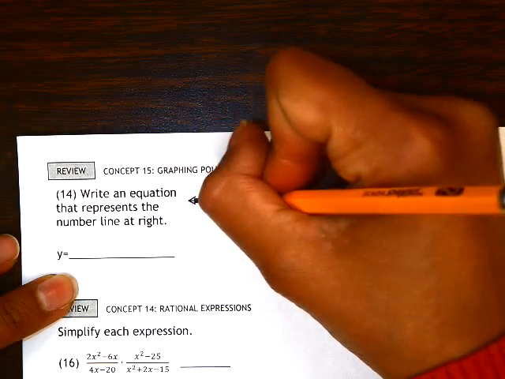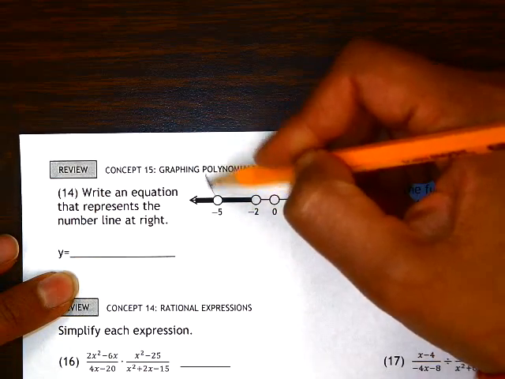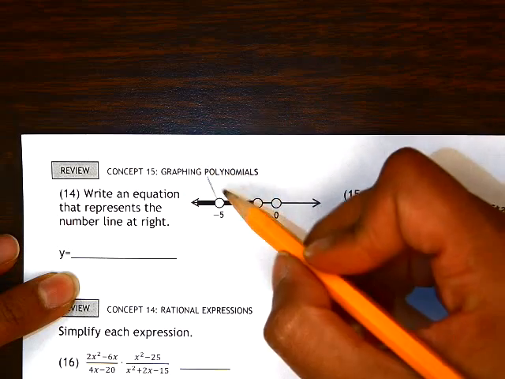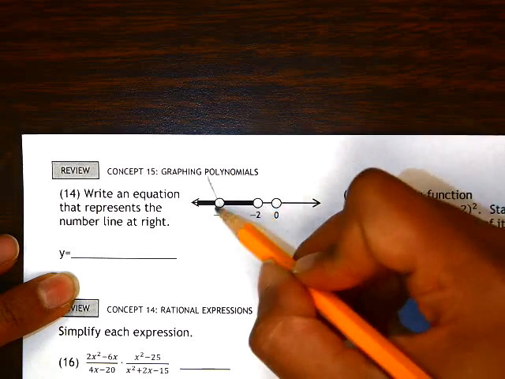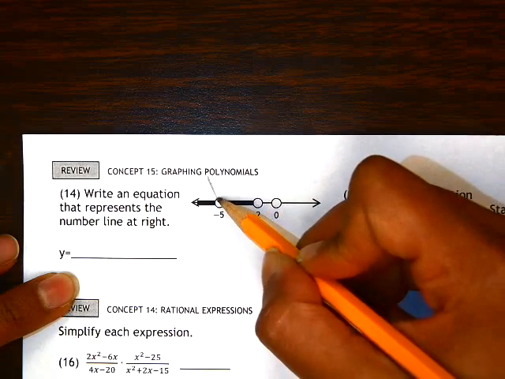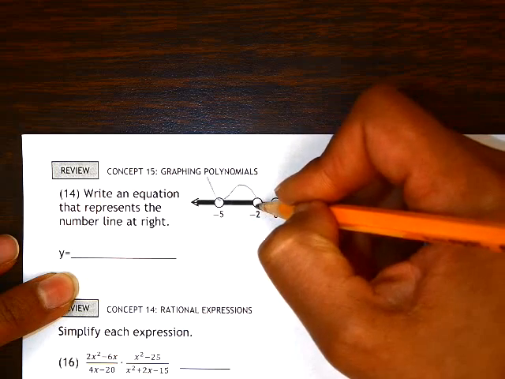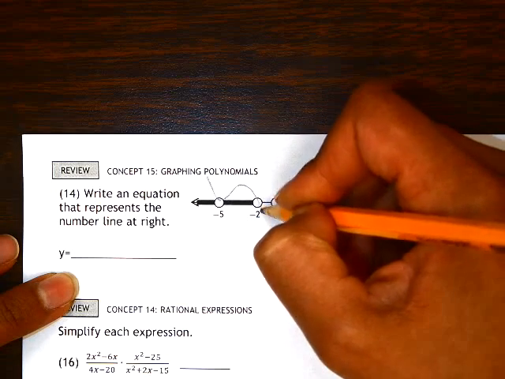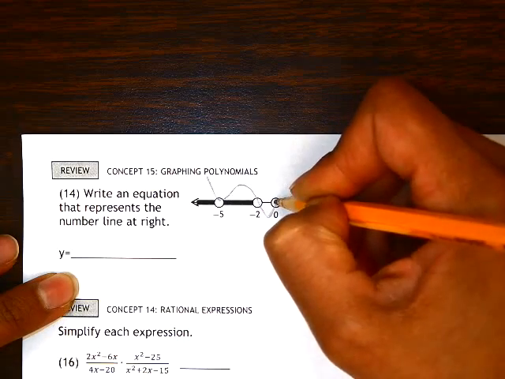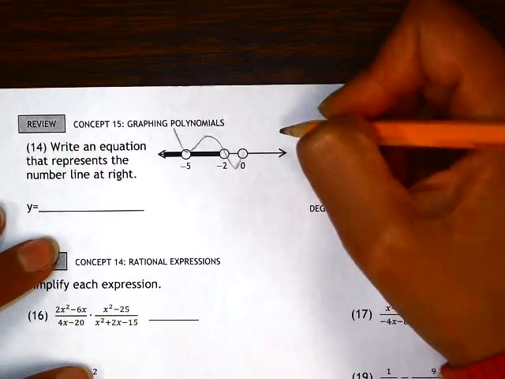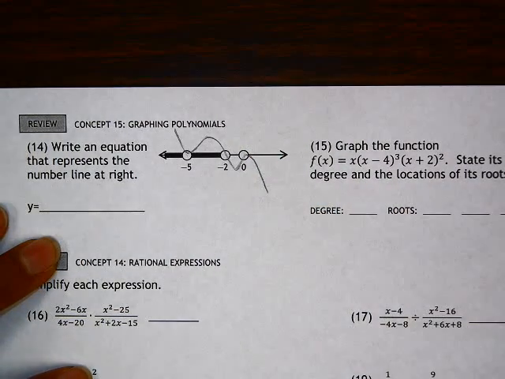We know shaded is positive, so I'm going to start above to show positive. At -5, moving onwards to the right, it stays positive. So I'm going to bounce off to stay positive. And after -2, the graph becomes negative, because it's not shaded. And then it's still not shaded after 0. So I'm going to bounce again and keep the graph negative.